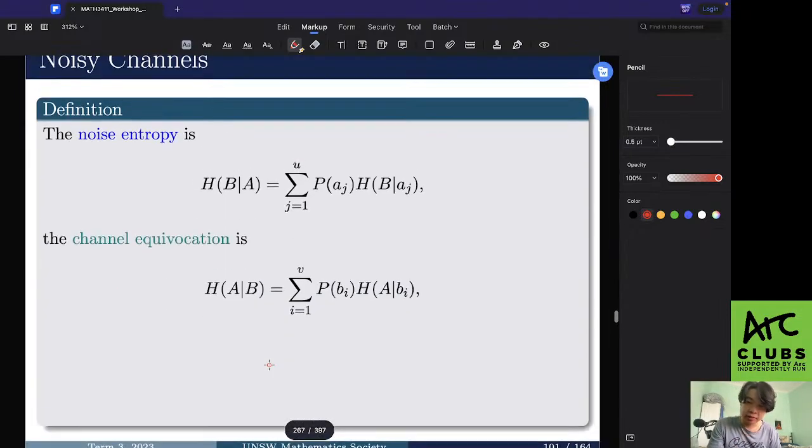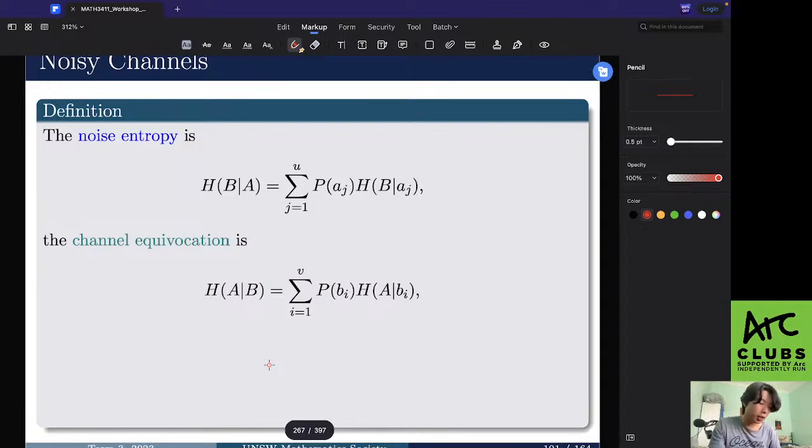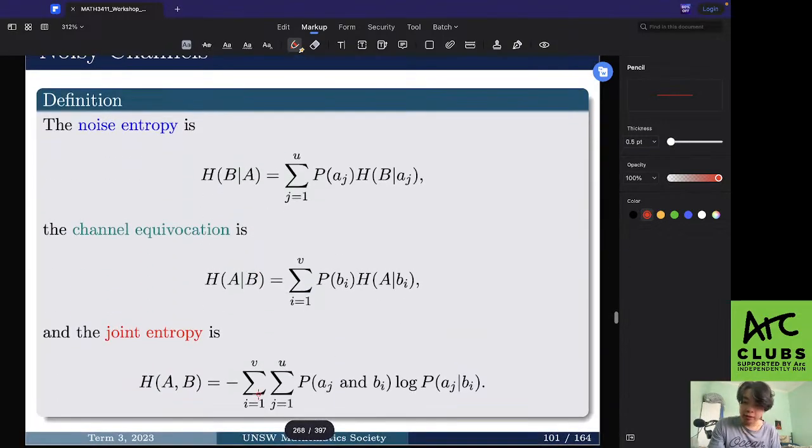And we also have the channel equivocation, which is the opposite. What's the entropy of the input, given that we know what the output is? So it's the probability of our output, BI, and the entropy of the input, given that we already know what the output is, which is BI. Then we also have the joint entropy, which is HAB, although I don't really pay attention too much to this formula because we'll give you a better one shortly.